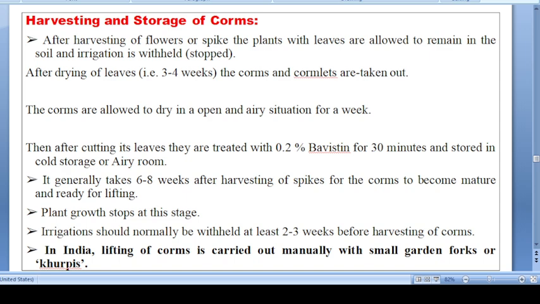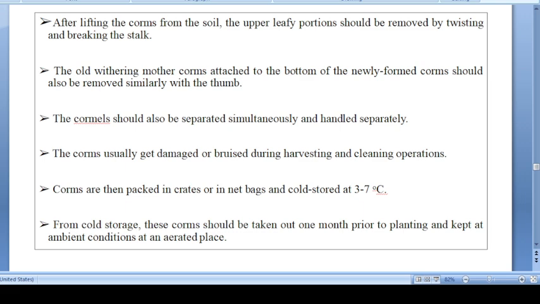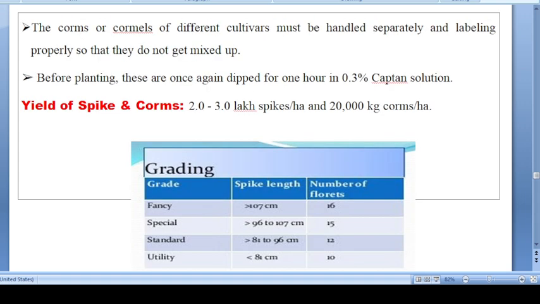So after 120 days we can harvest the flowers. After harvesting the flowers we can wait for some 4 more weeks to harvest the corms. So we have to irrigate. Immediately after harvesting we can treat the corms with any fungicide solution and dry the corms in a shade. Normally using a khurpi we can lift the corms, and we can store them under 3 to 7 degree Celsius temperature. So after breaking the dormancy, we can use them for future propagation purpose.